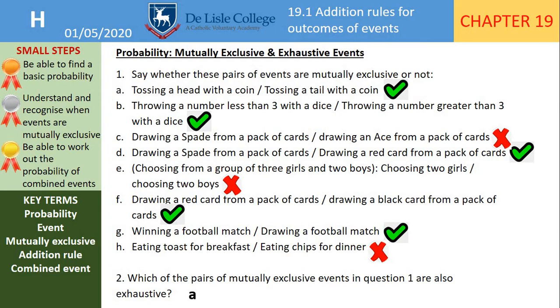Part D, drawing a spade from a pack of cards and drawing a red card. Well, this doesn't cover all options either. It covers all the red cards, but clearly not all of the black ones, because you have clubs as well. Part F, drawing a red from a pack of cards, drawing a black from a pack of cards. Well, yes, that covers all of the options of the cards, so F is also exhaustive. And Part G, winning a football match or drawing a football match. Well, obviously this doesn't take into account the scenario of losing the football match, so this Part G is not exhaustive.